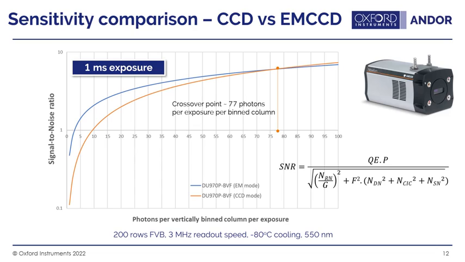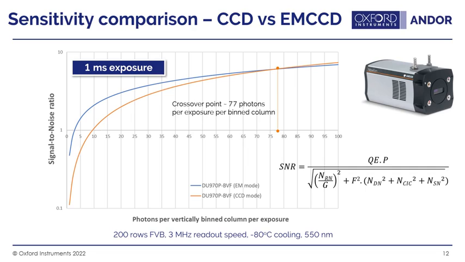This is a comparison of the signal-to-noise ratio, or sensitivity, of a measurement for a detector that's operating in conventional CCD mode and EM mode. The signal-to-noise ratio is plotted on the y-axis for a given set of parameters: exposure time, readout speed, cooling temperature, and incident photon wavelength. And on the x-axis, we're showing the number of photons per binned column.